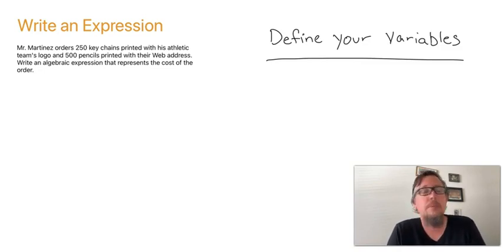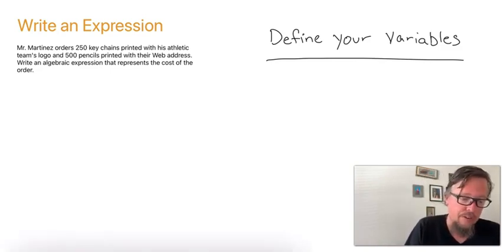So let's read through the problem. Let's find the things that we don't know. It says Mr. Martinez orders 250 keychains printed with his athletic team's logo and 500 pencils printed with their web address. Write an algebraic expression that represents the cost of the order. So, in order to figure out the cost of the order, I need to know how much each one of these items costs. Meaning, I need one variable that represents the keychain cost and another variable that represents the pencil cost. So this problem is going to have two variables.